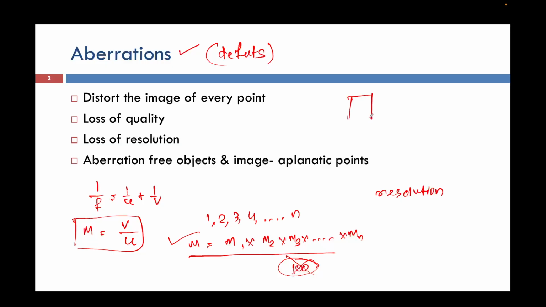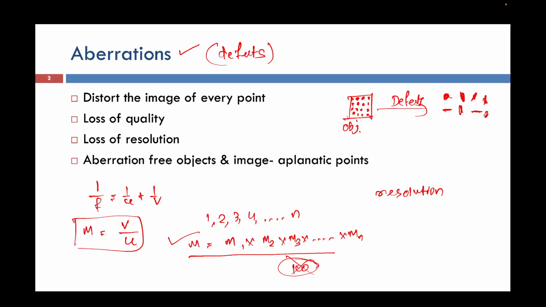Let's say my object is like this, and I am putting my lens. This object is made up of infinite points. If the defects are present, each point will be distorted in some different way.